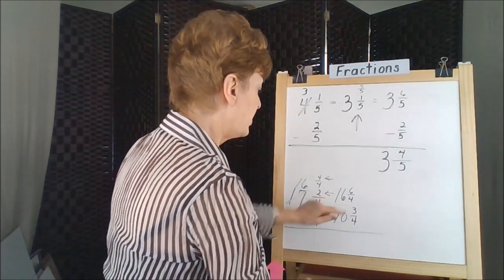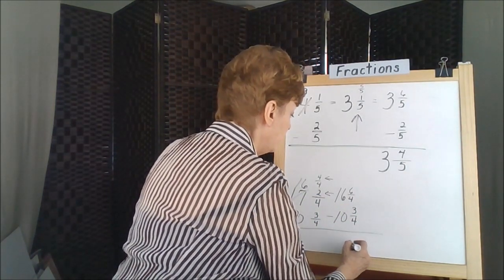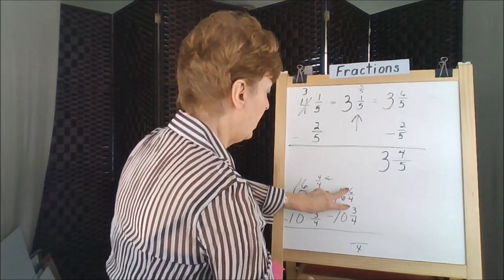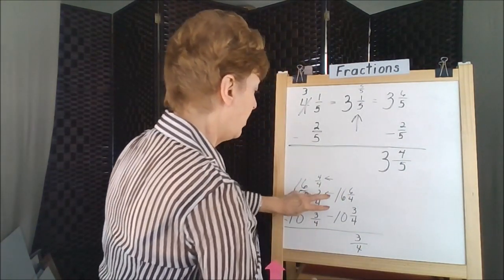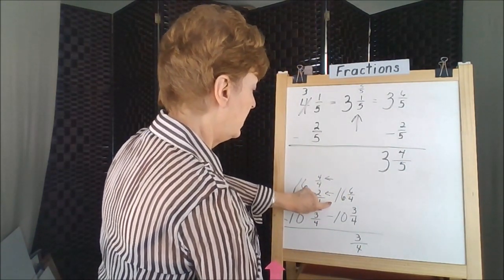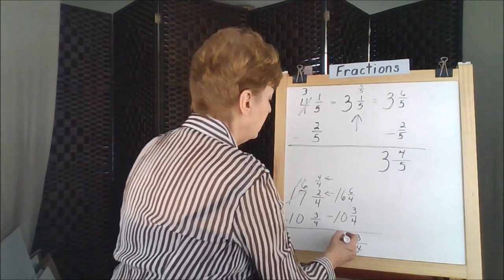The denominators are the same, keep them. Subtract the numerators. 6 take away 3 is 3. Now we're going to subtract the whole numbers. 16 take away 10 is 6.